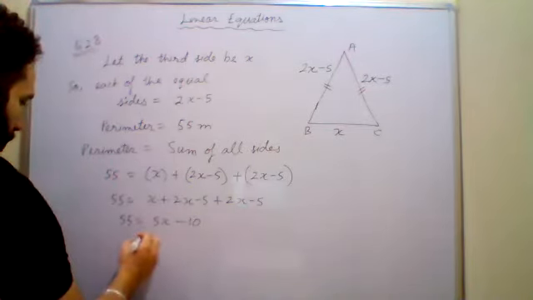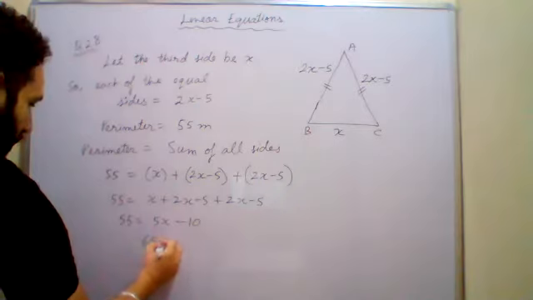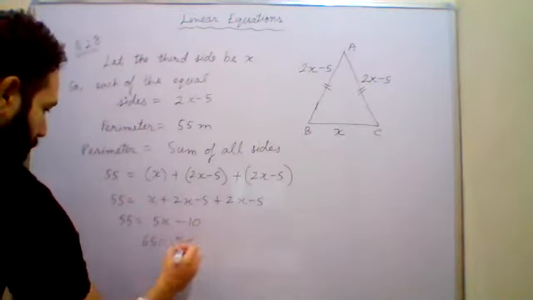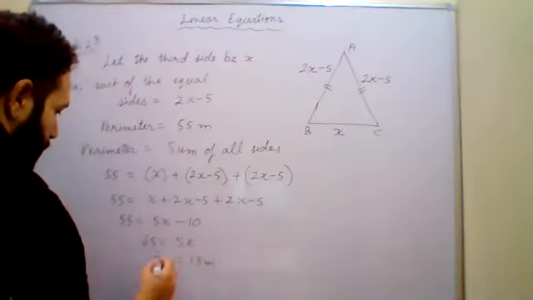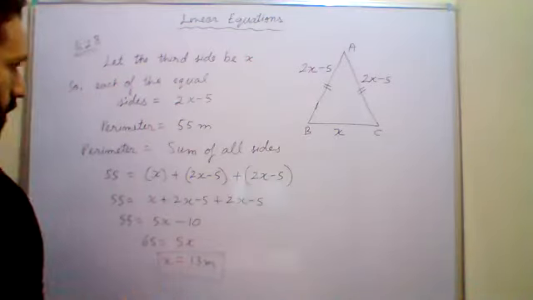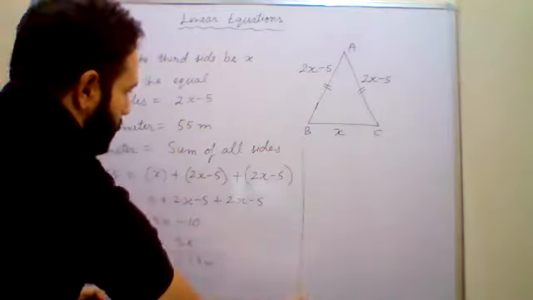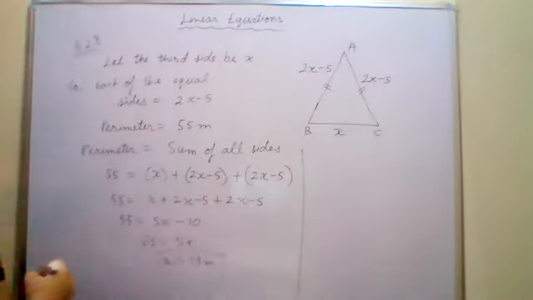Minus 10, you can take to the LHS. 65 is equal to 5x. That means x is equal to 13 meters. The length of x is 13. So what can we say about all three sides of the triangle?